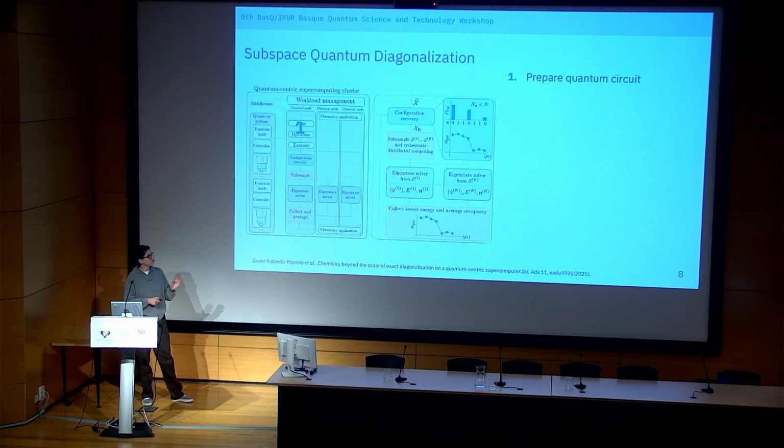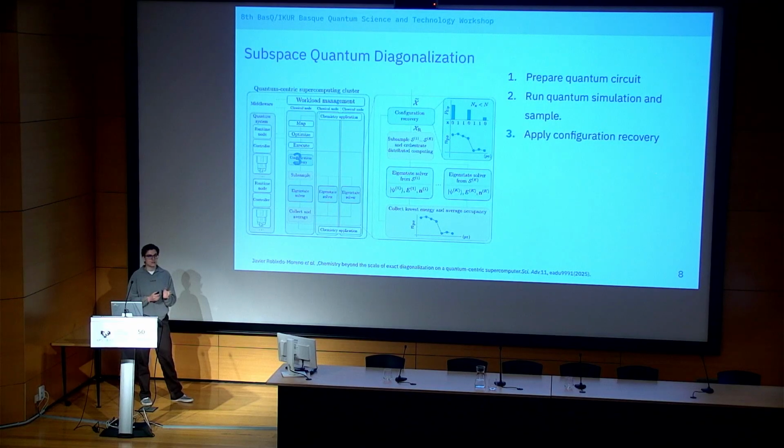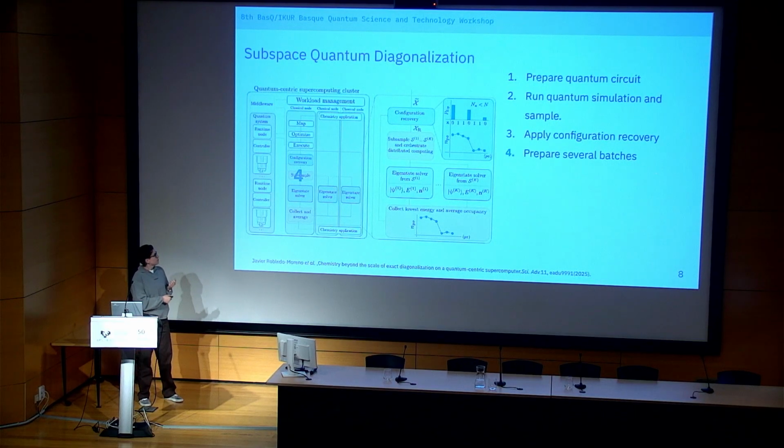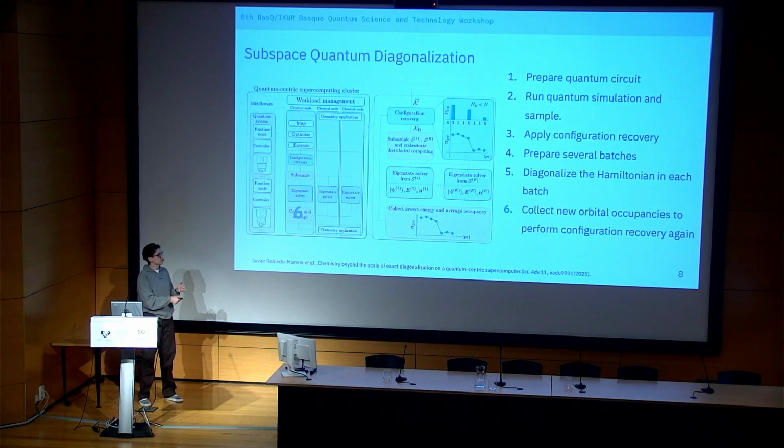This is a summary of the algorithm, but the main idea is that we first prepare the quantum circuit, then run the quantum simulation and sample, apply configuration recovery, which is just a post-processing method for recovering some of the bad samples we get from the noisy quantum simulation, then prepare batches, diagonalize the Hamiltonian in each batch, and with the results, we collect the new orbital occupancies and perform, again, configuration recovery in a kind of a loop until we get a good energy.